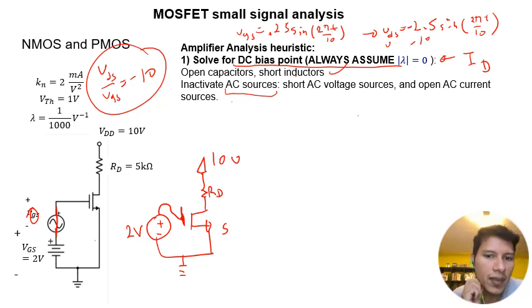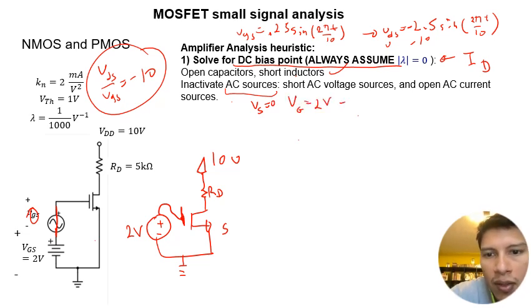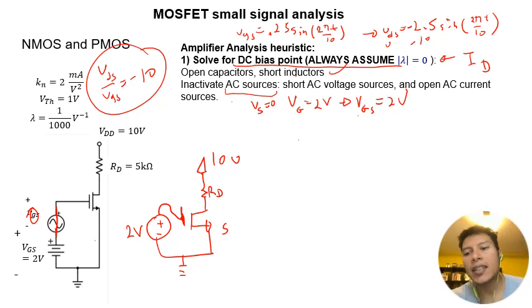Okay, well, in this particular circuit, we have that Vs equals 0, Vg equals 2, which means that Vgs equals 2 volts. And so we're going to use our DC analysis heuristic. So first we're going to assume saturation.